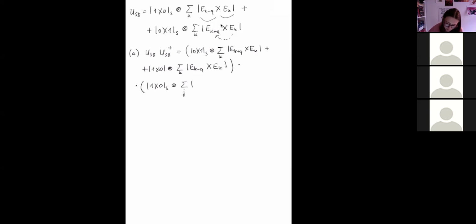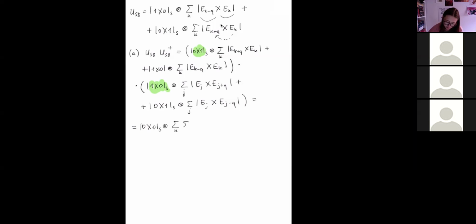So it's going to be the sum over j of |E_j><E_{j+Q}|, plus |0><1| on S, sum over j of |E_j><E_{j-Q}|. Okay, so now let us massage this equation. The first term has this and this on S, so it survives, and on S it just gives us |0><0|_S.